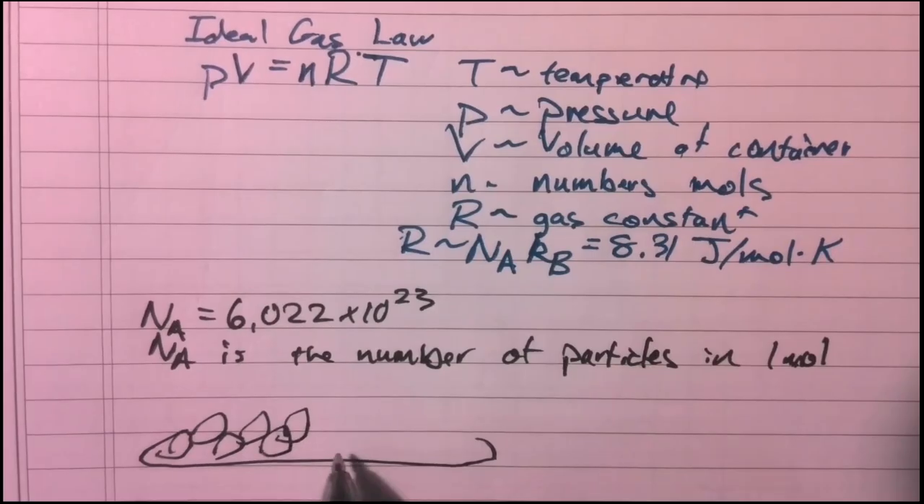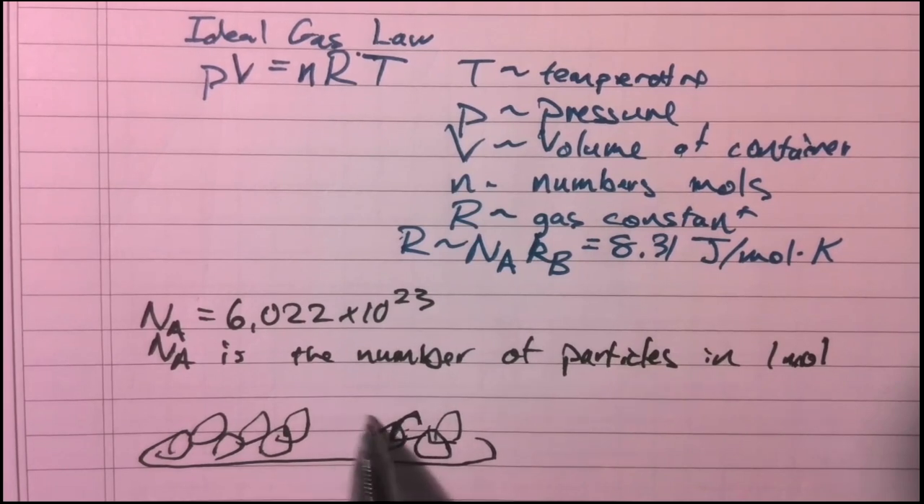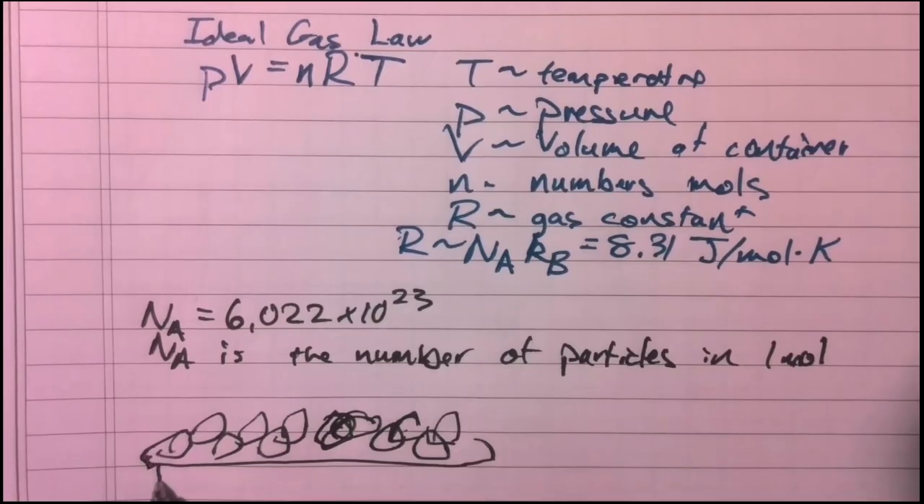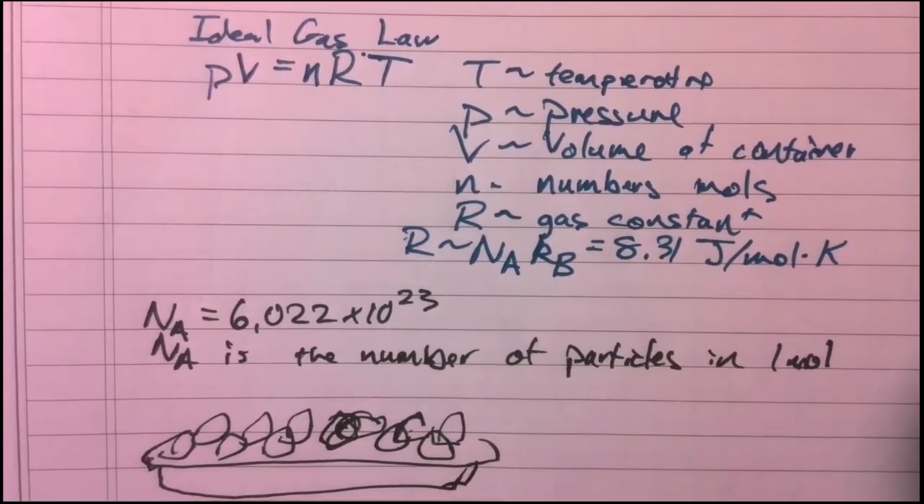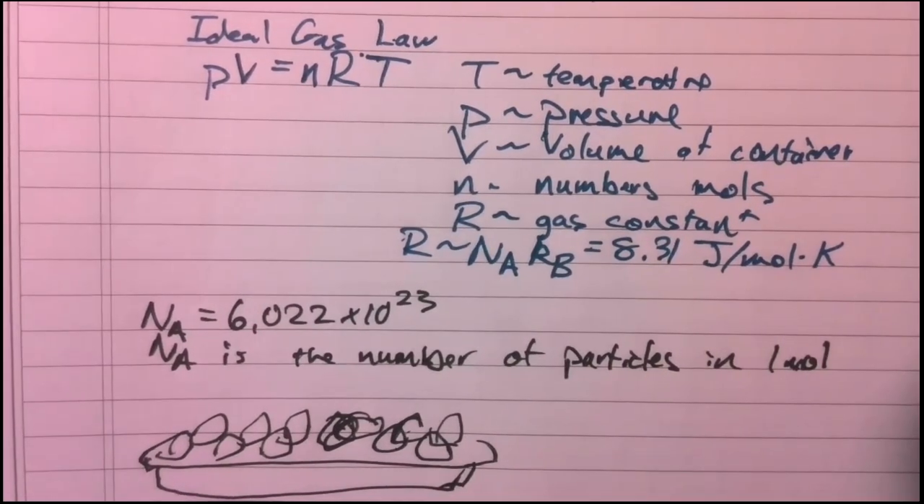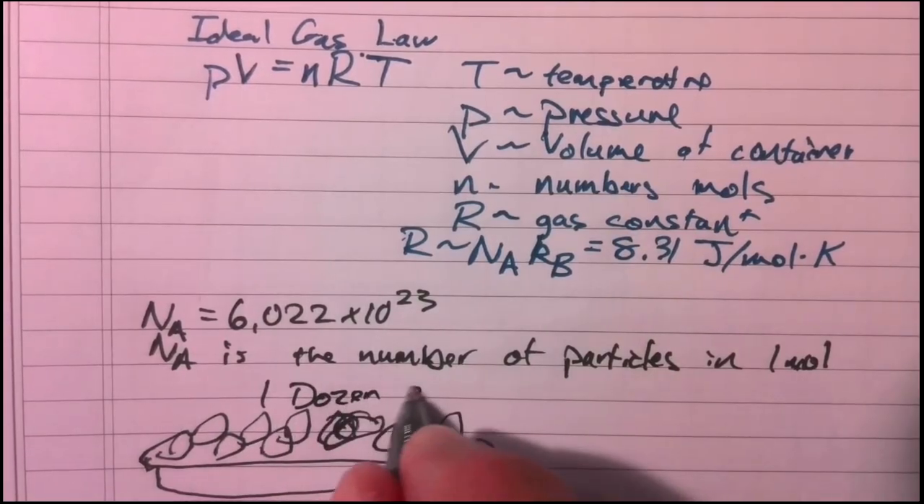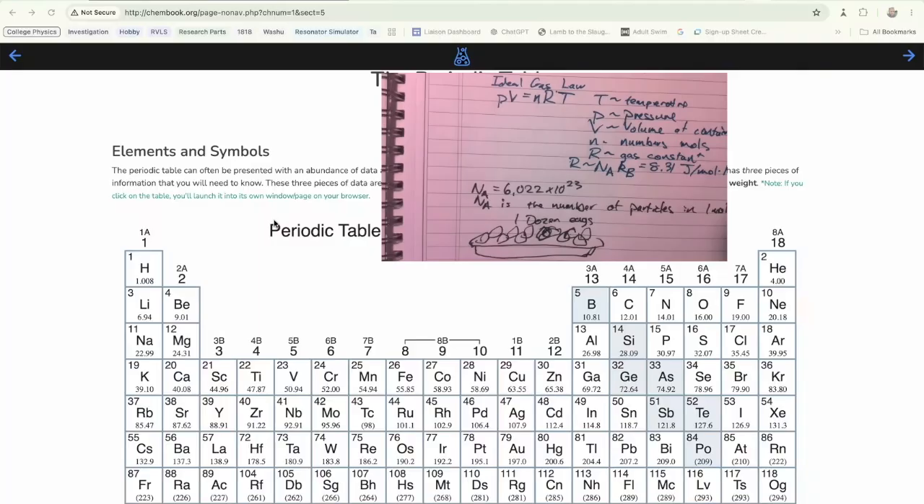It's easy to talk about a dozen eggs. You can say, I'm going to go pick up 12 eggs from the store. Or you're going to get one mole of whatever the element is. So here's my carton of eggs. Imagine this is 1 dozen eggs. Just like with a dozen eggs, we can talk about the same thing with atoms. And if we're using atoms or molecules, we're going to talk about moles.